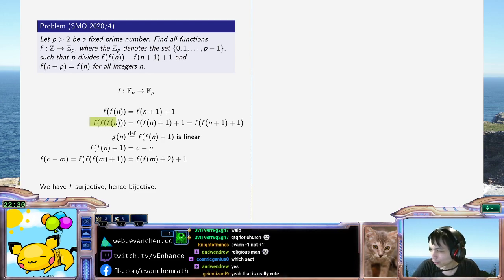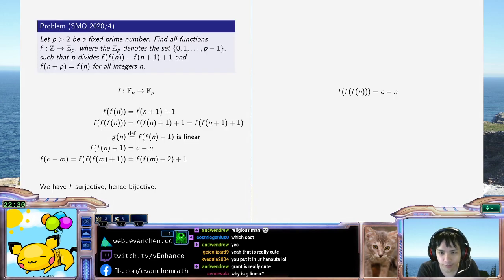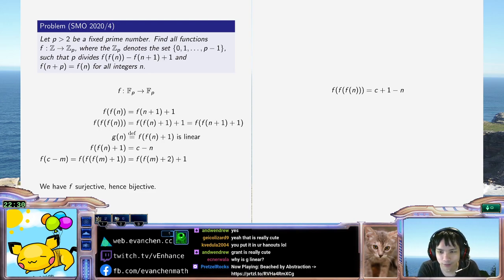Oh, actually, I think it's better to say, sorry, it's not just f, it's this g is linear. Oh, hang on. Okay, sorry, I changed my mind. f of n is linear. That's the important thing. The triple f is linear. It's equal to c minus n, for some, sorry, this is actually a different constant c, right? Why is g linear? Because it looks really dumb. It's literally because the equation says g of n plus 1 equals g of n plus 1.